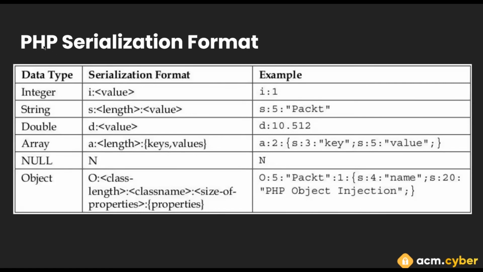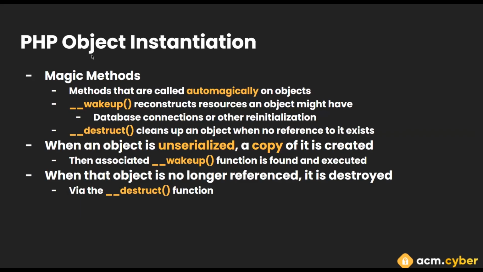Here's the general serialization format, if you want to look at it later. Most of them are pretty simple except for objects, which can get a lot more complicated with class names and different fields and the data that they hold at that time. So another thing we need to know when an object is unserialized is how it's instantiated, and these things called magic methods that PHP runs on them.